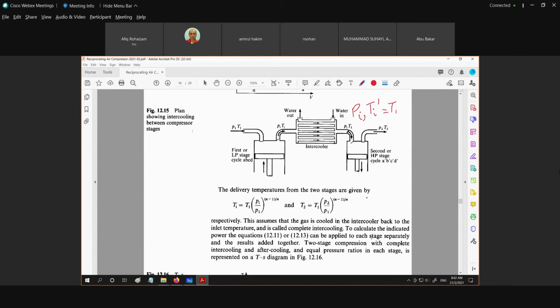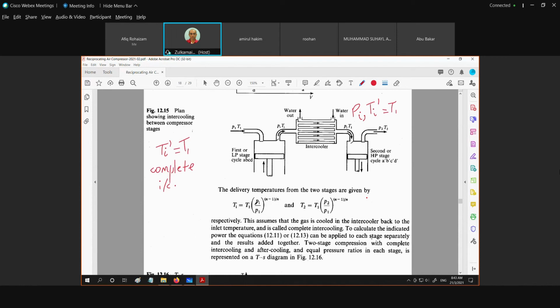Jadi, the intercooling process is considered as complete intercooling. Okay? Complete intercooling. So, kalau kita ada T1 prime, inilah temperature yang kita dah cool down akibat daripada penggunaan intercooler. Dan kalau dia sama dengan keadaan T1, iaitu sama dengan keadaan masukan, maka ini dikenali sebagai complete intercooling. This is mentioned right here.